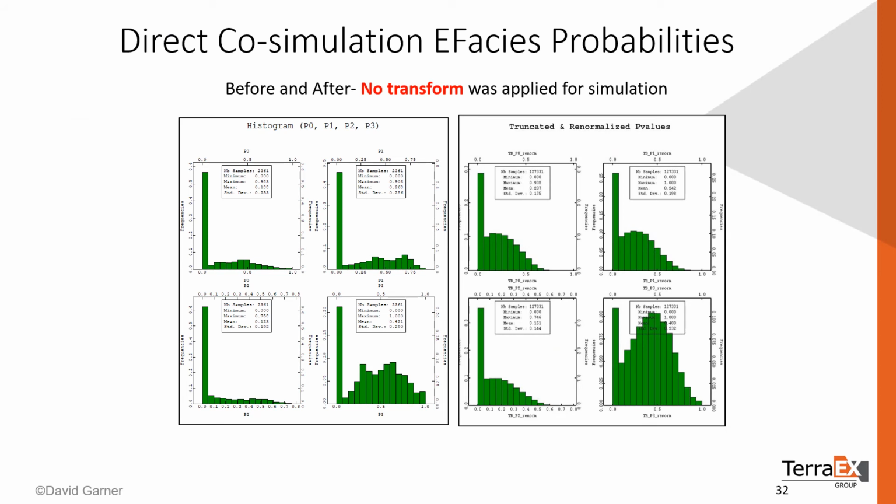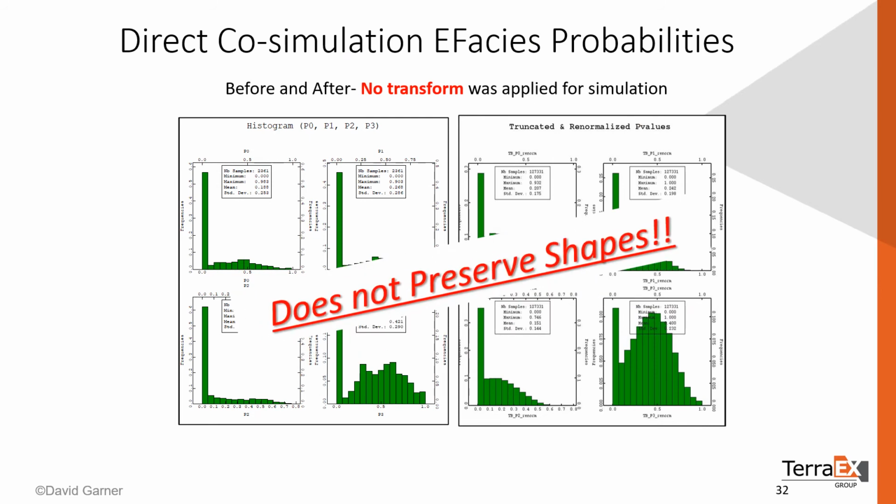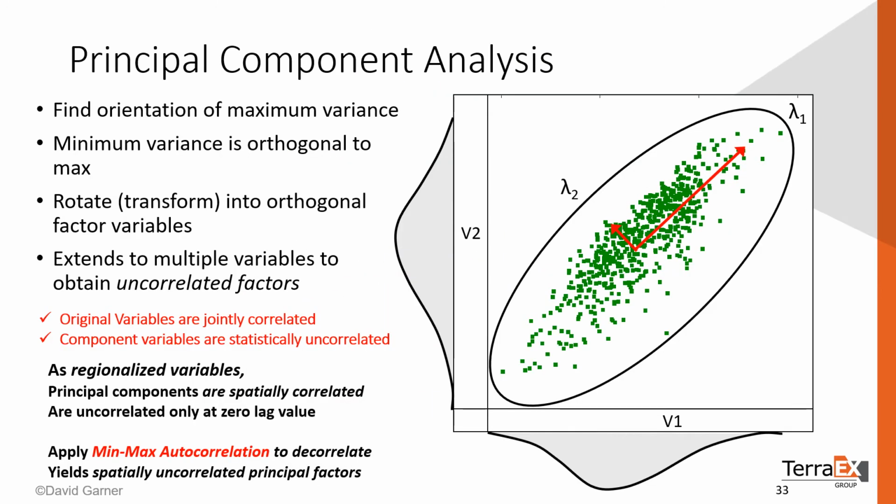If we just directly co-simulate these variables, we don't honor the distributions here on the right. What happens is it's basically explained by the central limit theorem, where if you start sampling a nonlinear, non-Gaussian distribution, you tend toward a more Gaussian centered result. So that's not going to be acceptable. So we don't preserve shapes.